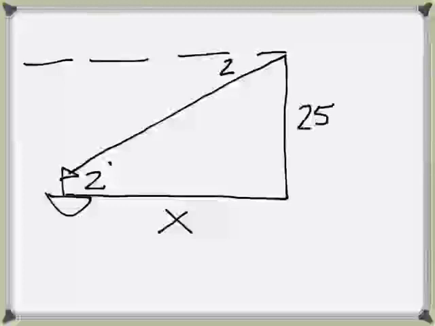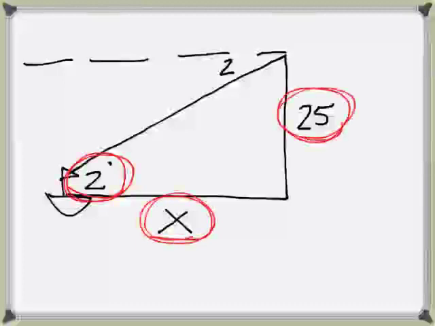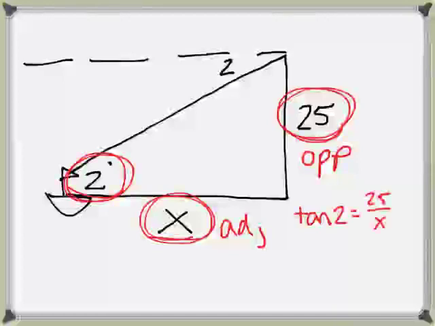Okay, so we begin by drawing a picture. Then, based on what we know in the picture, we're going to use this 2-degree angle. We want to know x, and we know 25. We have to pick a trig function. So according to that 2-degree angle, what kind of a side is 25? It is an opposite. What kind of a side is x? It's an adjacent. Which trig function uses opposite and adjacent? Tangent. So we're going to say tangent of 2 is 25 over x.